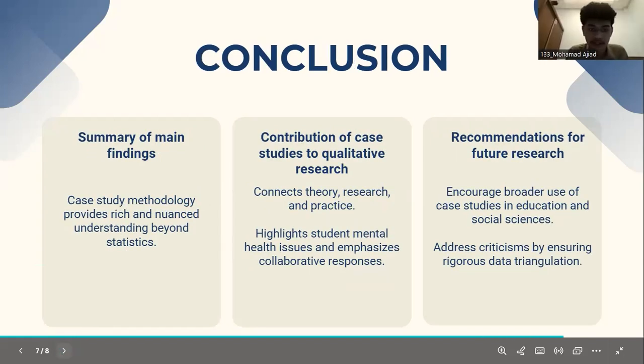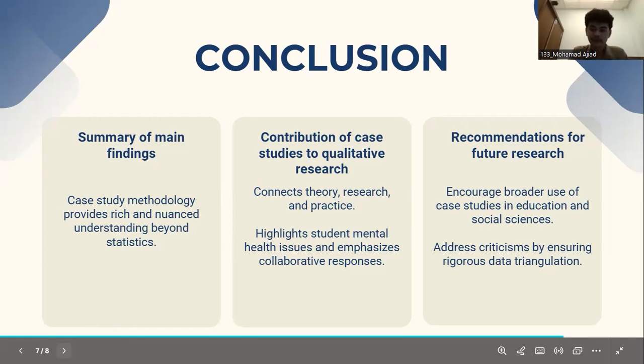Okay, to conclude our presentation, qualitative research is a powerful approach to explore human experiences and social contexts in depth. Within this tradition, case study methodology plays a central role because it allows researchers to investigate real-life situations and gain detailed insight that statistics alone cannot provide.